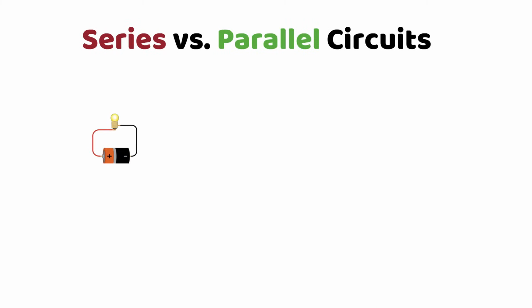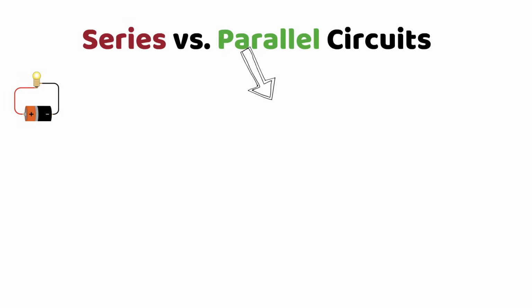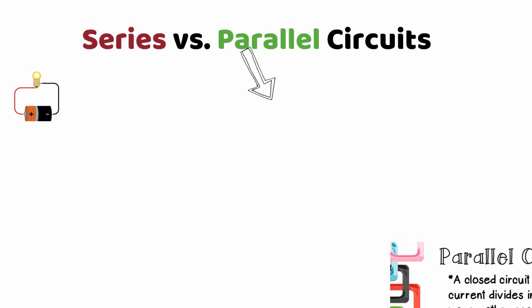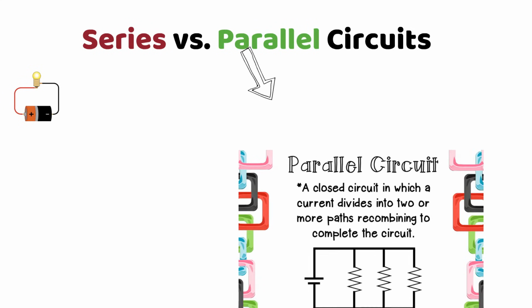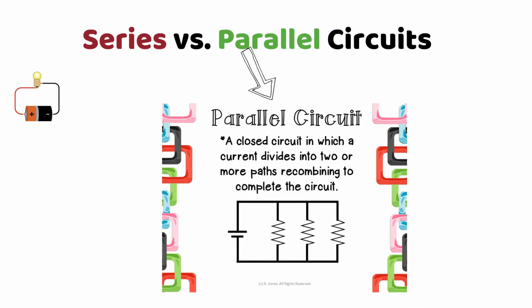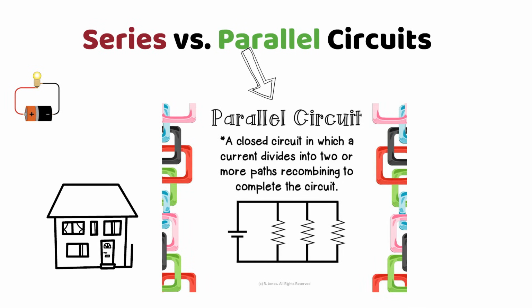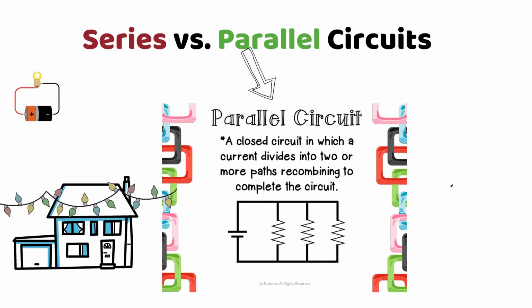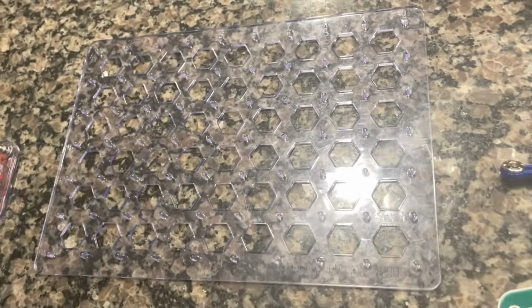Now let's define a parallel circuit. A parallel circuit is an electrical circuit that has multiple paths for electricity to flow. Now, a parallel circuit is perfect for connecting multiple lights. An example of a parallel circuit is holiday lights inside or outside the home. A parallel circuit is used because even if one of the lights blows out, it does not affect the other light bulbs from working.